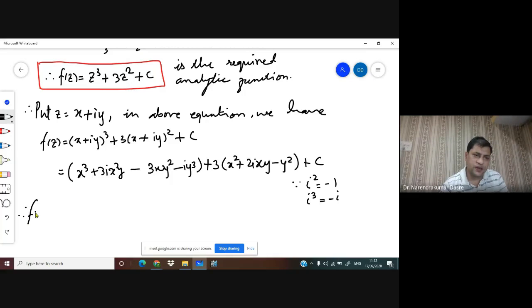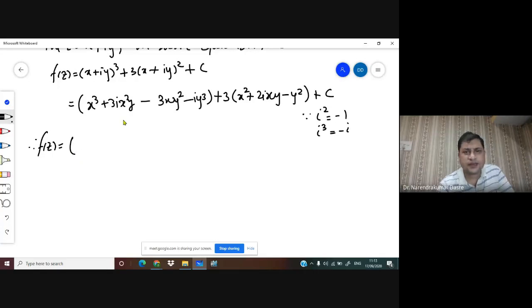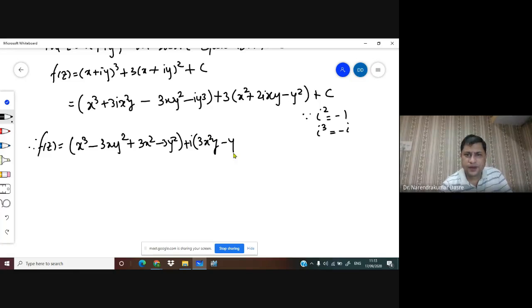Now, if we simplify f of z, what is the term we'll get here? See, we'll collect the terms without i and with i. So we'll have here x cube minus 3xy square plus 3x square minus 3y square plus i times (3x square y minus y cube plus 6xy) plus c. Okay, so this is what we have obtained as f of z.